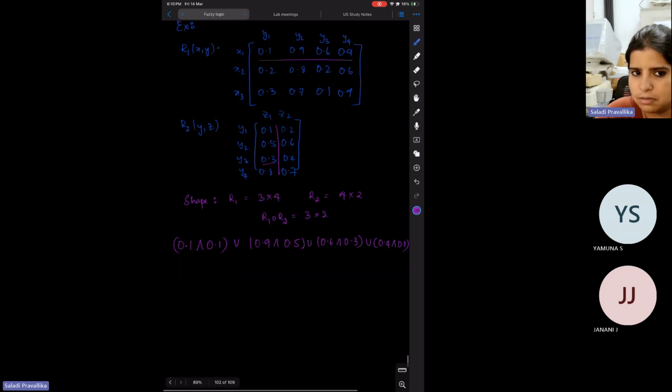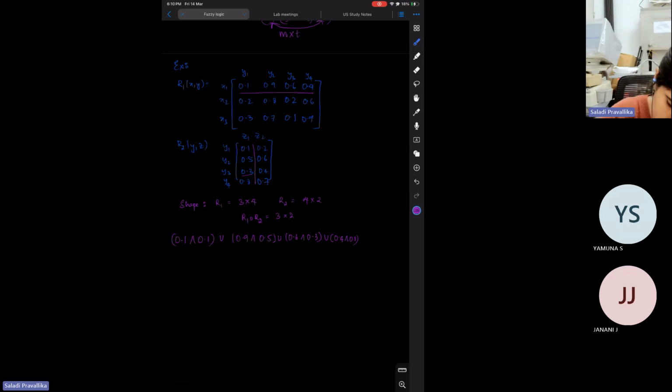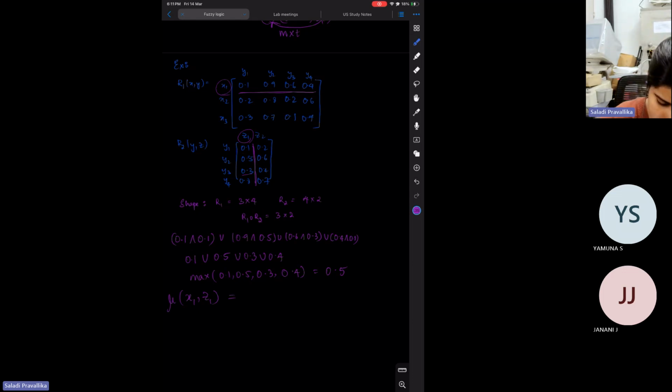Is it clear how I got these values? Okay. So 0.1 intersection 0.1 is nothing but 0.1, right? Union. 0.9 intersection 0.5 is 0.5. So intersection means we take the minimum value, right? Union 0.6, 0.3, 0.3. Union 0.4, 0.8, 0.4. So union here indicates the maximum value. So it's basically nothing but max of 0.1, 0.5, 0.3, 0.4, right? So the maximum value is 0.5. So this is with respect to x1 for all y's and z1 for all y's. So x1 comma z1, the membership of x1 comma z1 is equal to 0.5.